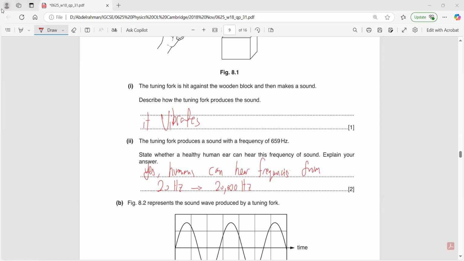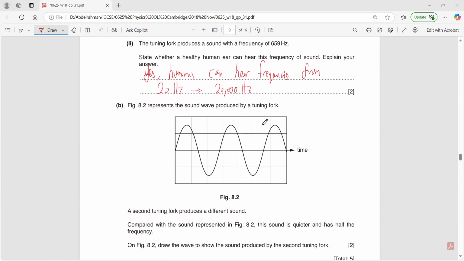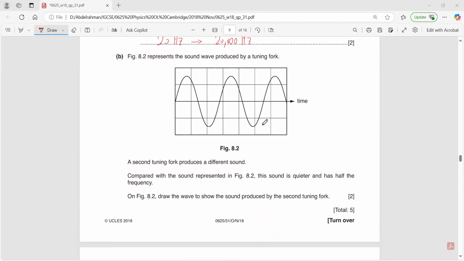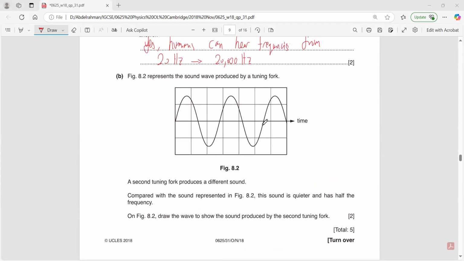A second tuning fork produces a different sound. Compared with the sound represented in 8.2, this sound is quieter and has half the frequency.